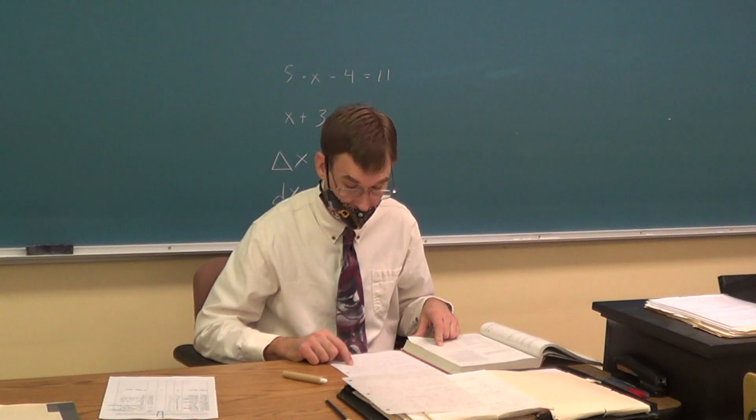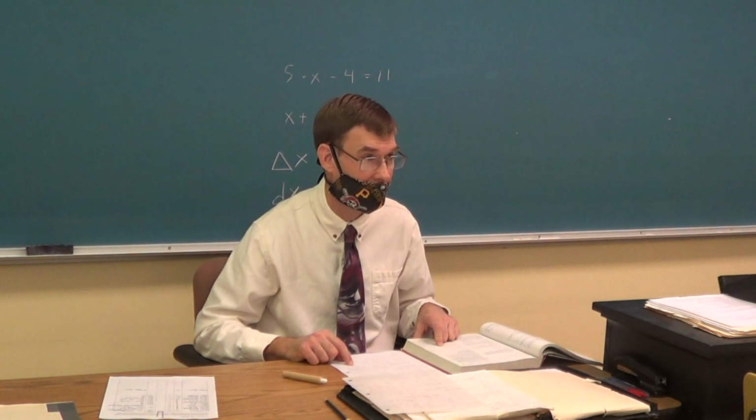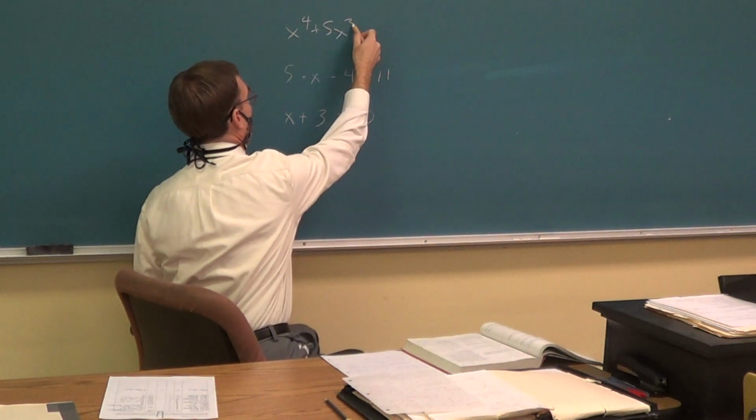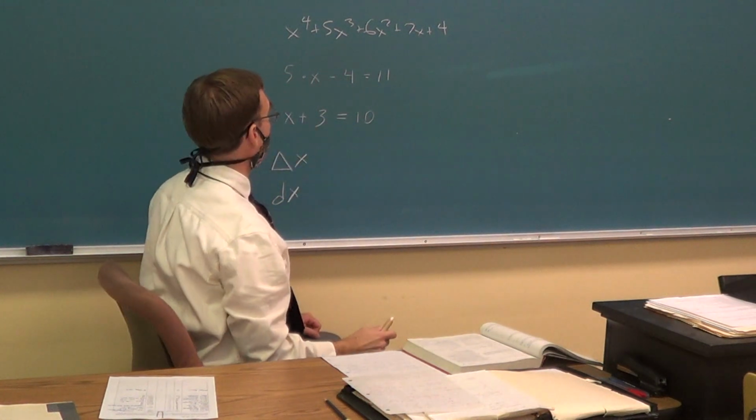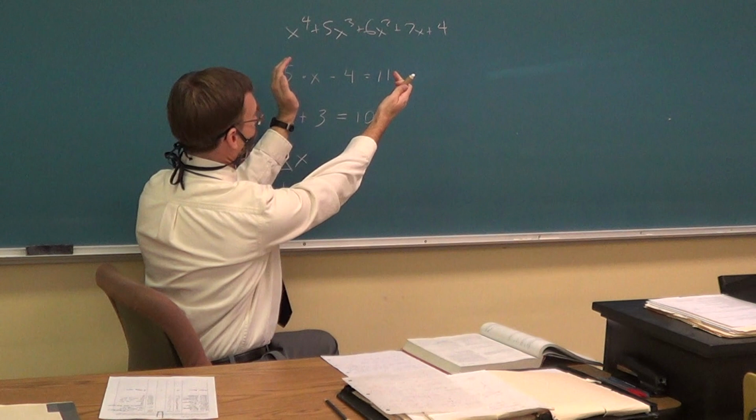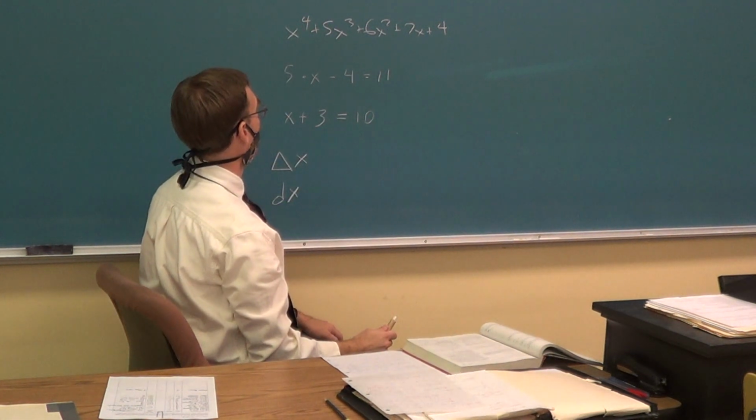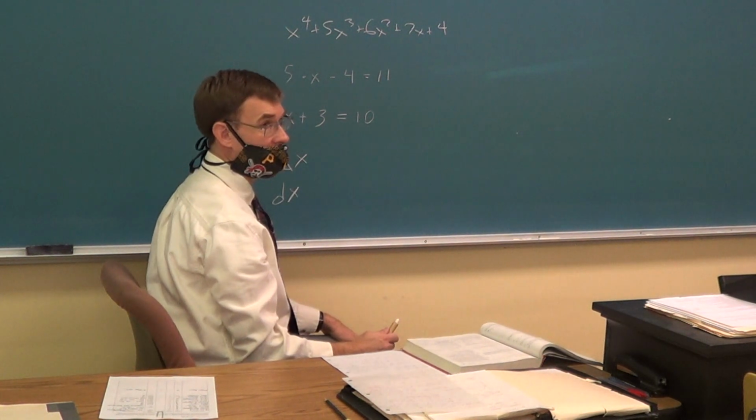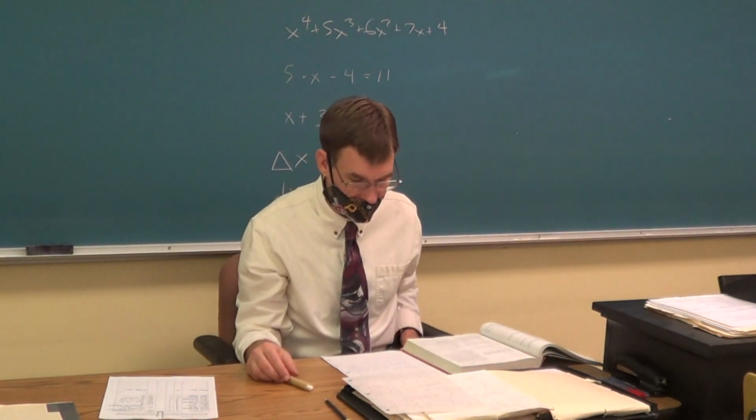How come it's not 2x dx plus 2 dx? It could be. You could write it as 2x dx plus 2 dx. I just didn't feel like writing dx a couple times. Because if I gave you a question like this, I'd rather write 4x cubed plus 15x squared plus 12x plus 7 in parentheses with a single dx than write 4x cubed dx plus 15x squared dx plus 12x dx plus 7 dx. Does that make sense? They're both correct. I just like to save writing.